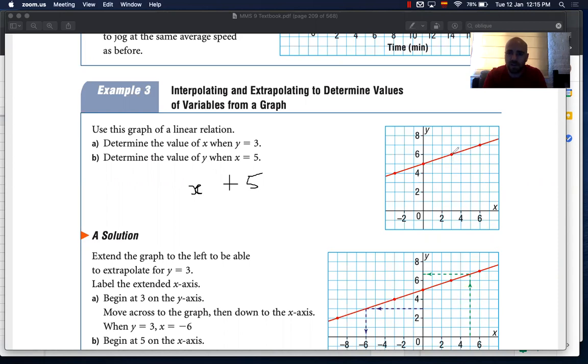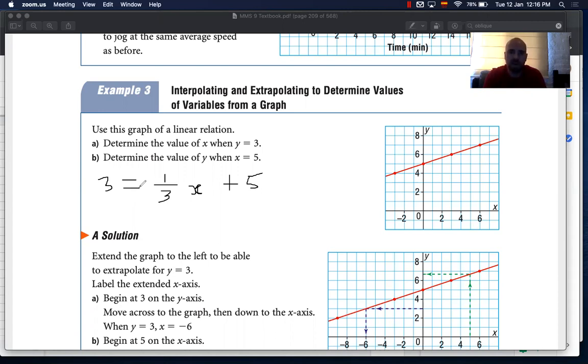So my rise is 1. It goes up 1, and it's moving over 3. So it's going to be rise over run. Okay, my rise is 1, my run is 3. So it's going to be 1/3 x + 5. So what I want to do is determine what the value of x is when y equals 3. So if I say 3 equals this, then I can actually go and calculate it.